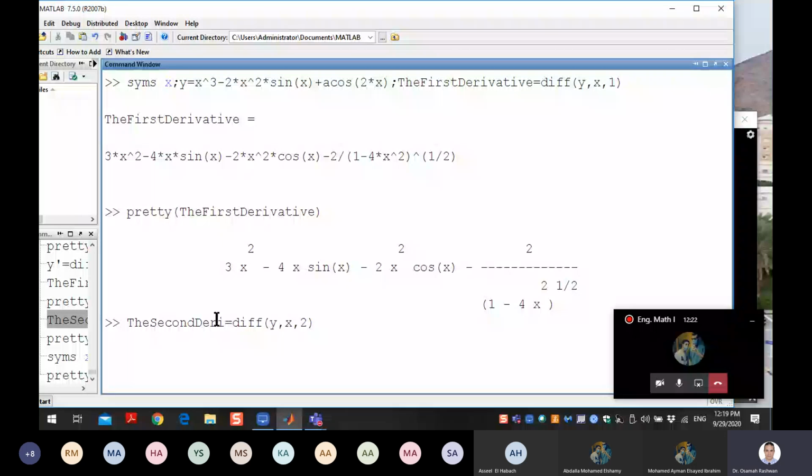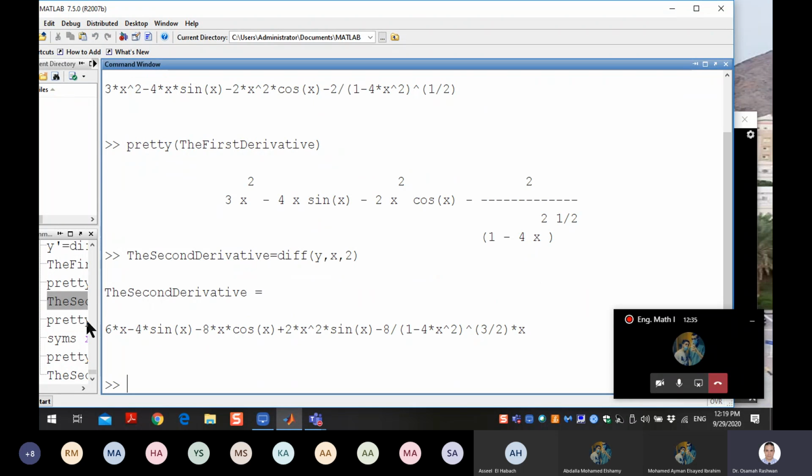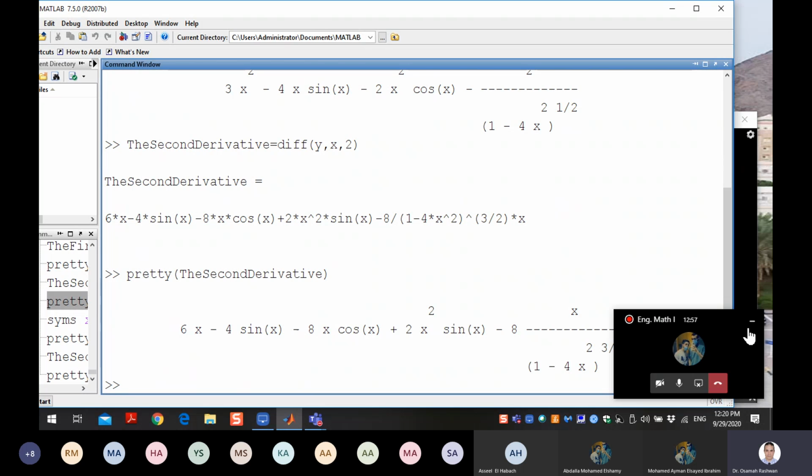Okay, equal to the diff. Why do I put 2? Because I would like to have the second derivative. And already I defined y and x. Okay. Now press. I would like to have the pretty. Now this is not the right name. The right name is here. So I copy it, Control C, and paste it here. Okay. No space is allowed. So please make sure you have no space. This is the right answer.